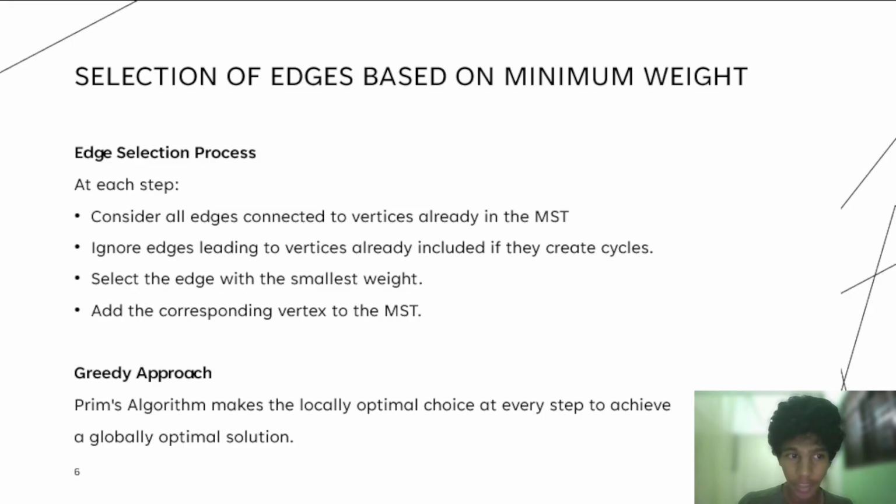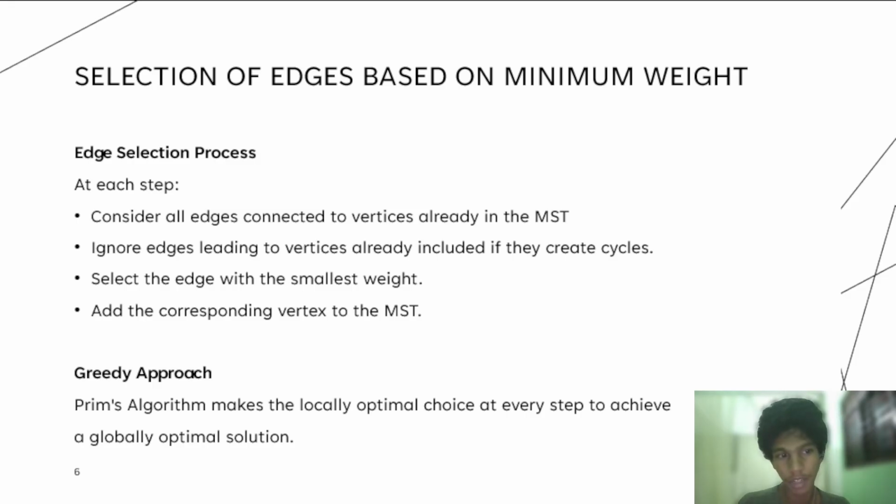At each step, the algorithm only considers edges that connect the current tree to a vertex outside the tree. Any edge that would create a cycle is ignored because spanning trees cannot contain cycles. Among all eligible edges, the algorithm selects the one with the smallest weight.